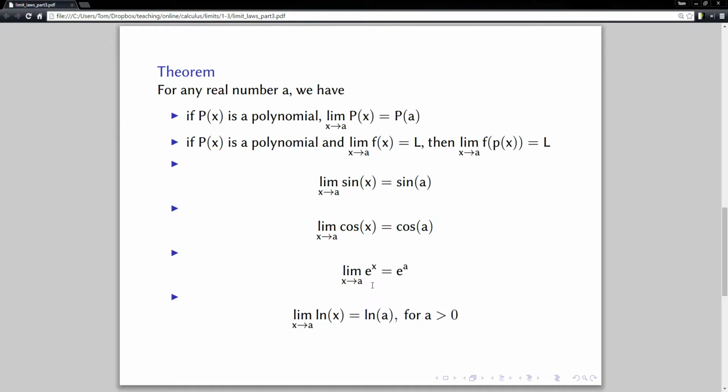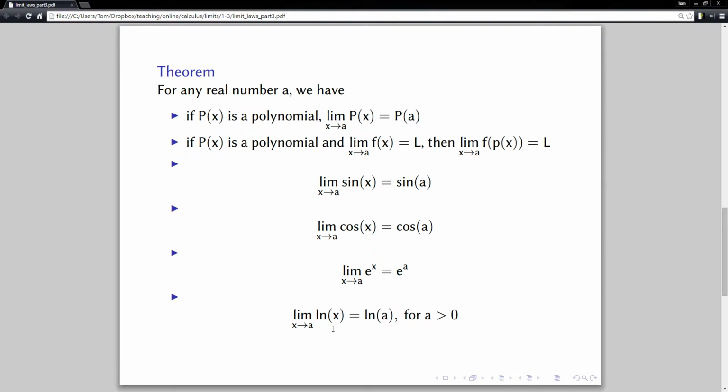e to the x is another function like that. The limit as x goes to a of e to the x, the exponential function, you can find just by plugging the number a into the function. And also for any exponential function that looks like some number to the x power. In calculus, we tend to stick with e to the x for some reasons that we'll get into later. For calculus, it's the best exponential function. But that works nicely in terms of the limit.